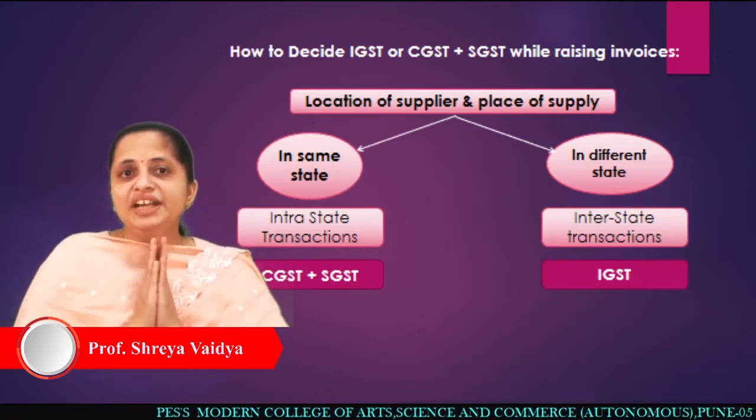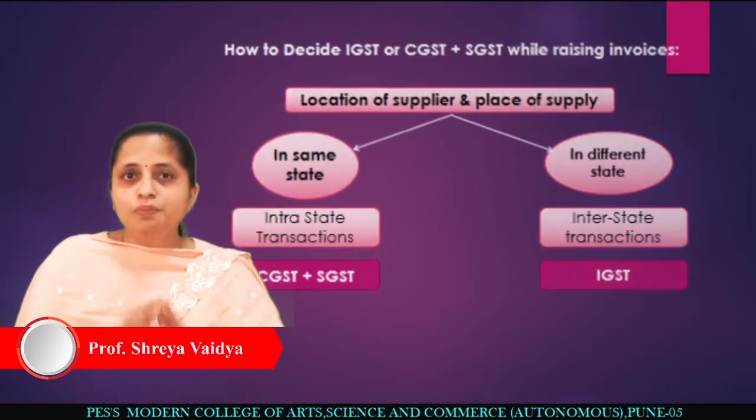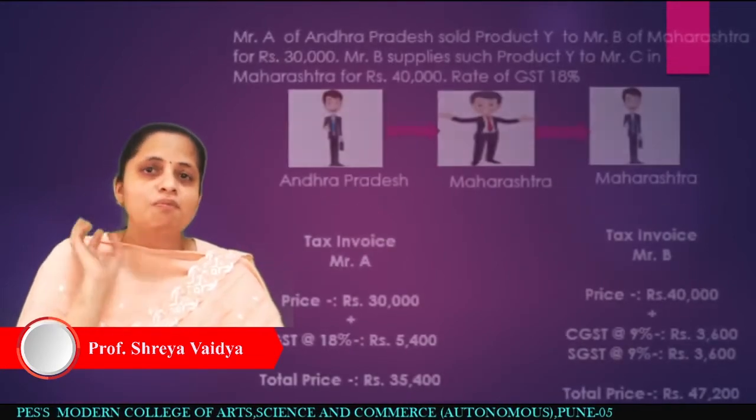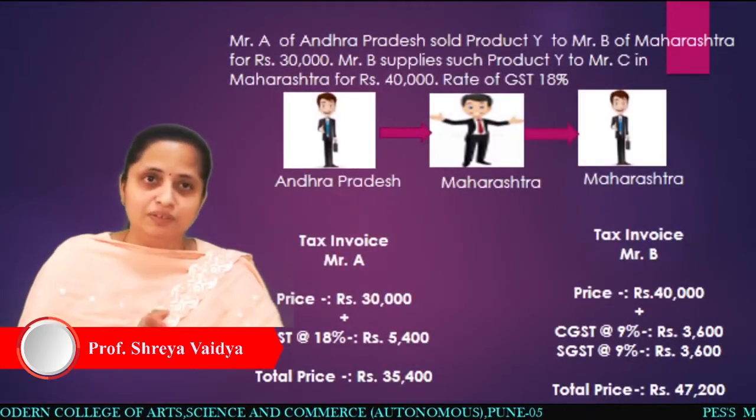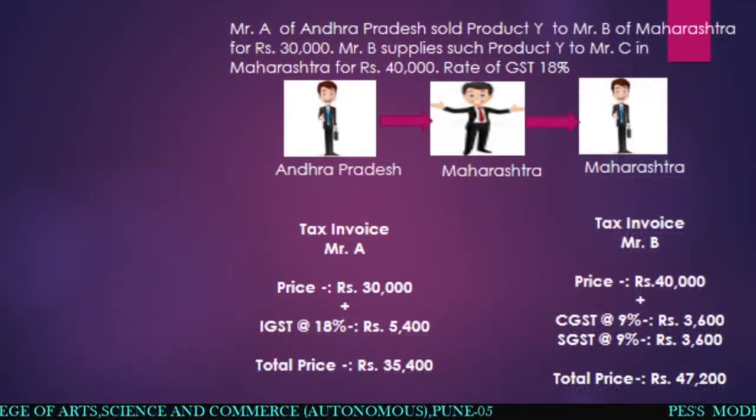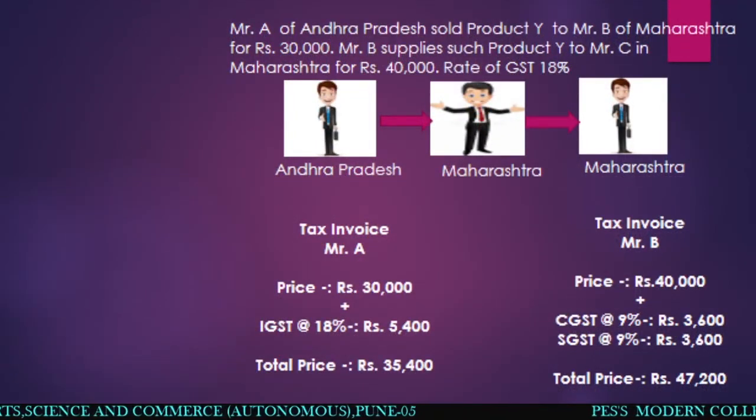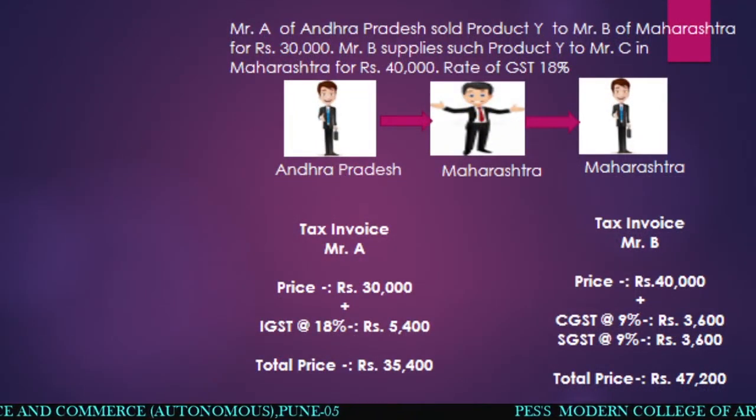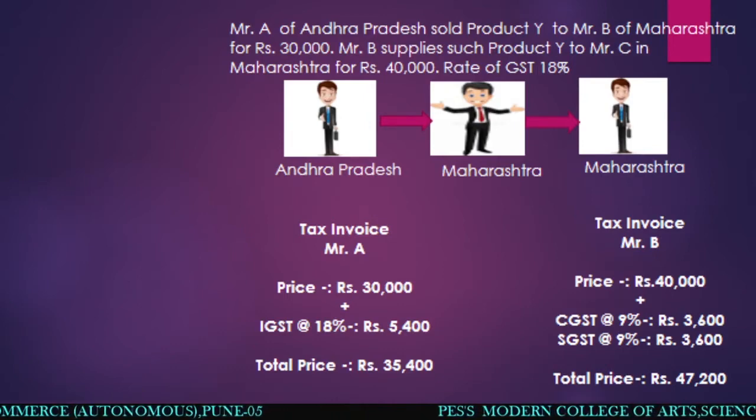Now let's have some example on that. Let Mr. A of Andhra Pradesh sold product Y to Mr. B of Maharashtra for 30,000. Mr. B supplies such product to Mr. C in Maharashtra for rupees 40,000. The rate of GST is 18%.